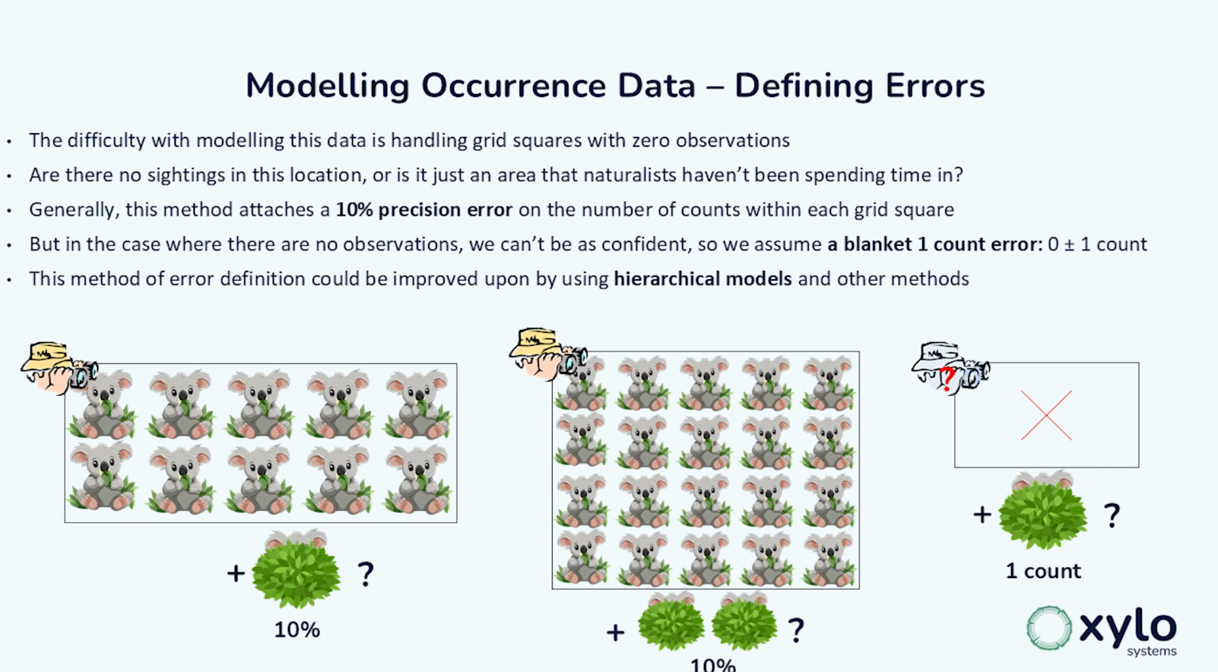So I'm defining that error in two different ways. Number one is as a precision. So if there have been observations in a specific grid cell, I'm applying a 10% error on the number of observations. So for example, if there are 10 koalas spotted in one location, then maybe there's one more hiding somewhere. But then we're applying a greater error to the locations where there has been no sightings at all. Because it might be that there's no sightings there at all, but it also might be that no naturalists have been in that area. So we're applying a greater error of plus or minus one count there.